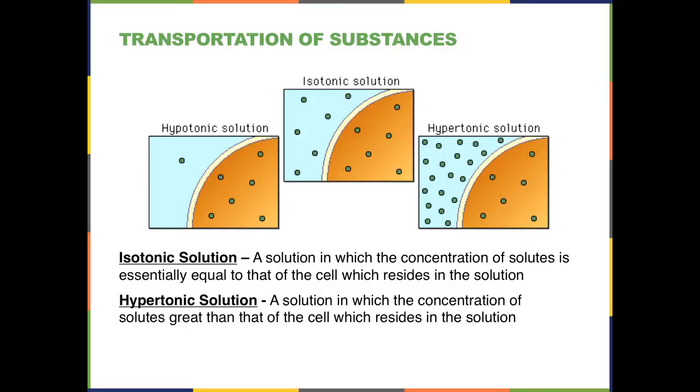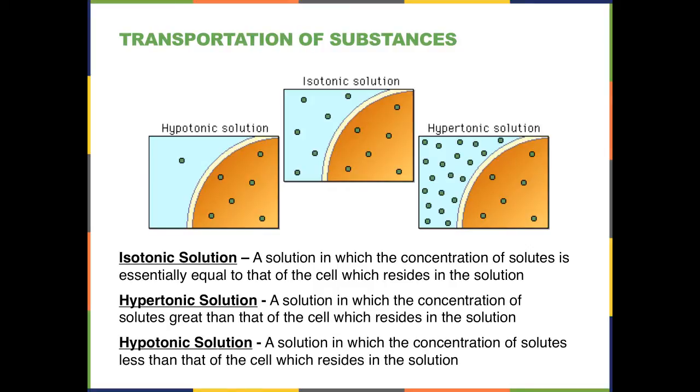In this case, the concentration outside of the cell is much lower than the concentration inside the cell, and this is known as a hypotonic solution. In this case, the natural inclination of fluid is to move inside the cell from outside the cell, or for the molecules to move from inside the cell outside the cell. So, these are the three possible situations that can occur.